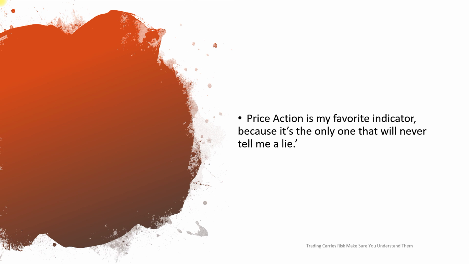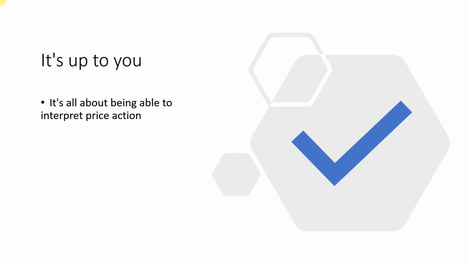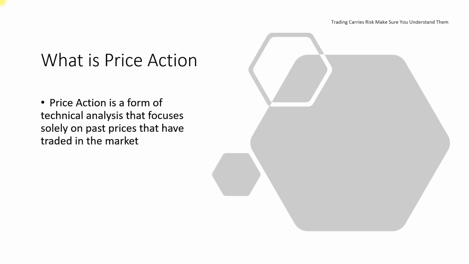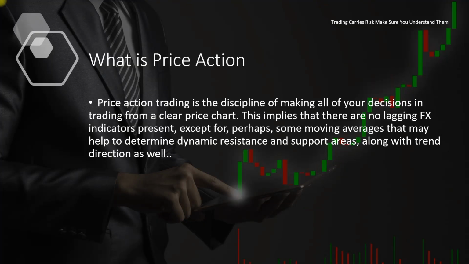Because I'm a price action trader, my favorite indicator is that price is always trying to tell me a story and it won't ever lie to me. So it's all about being able to interpret price action. Price action is a form of technical analysis that focuses solely on past prices that have traded in the market. Price action trading is a discipline of making all of your decisions in trading from a clear price chart.